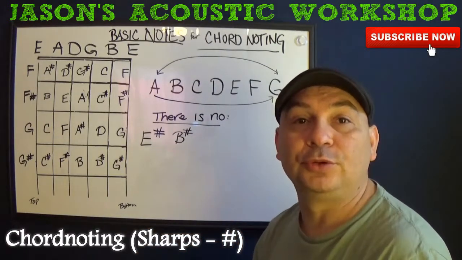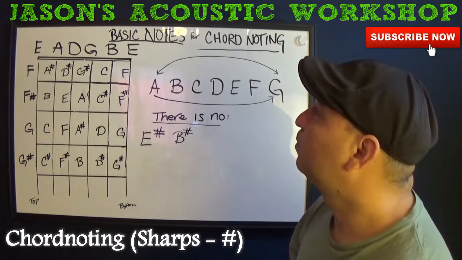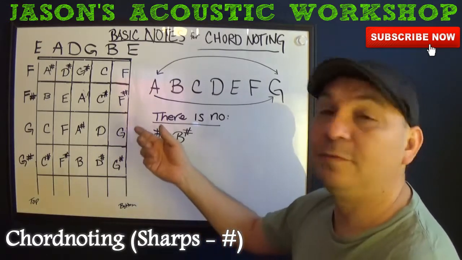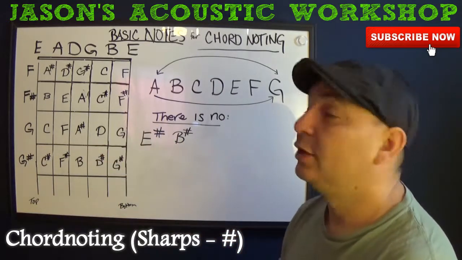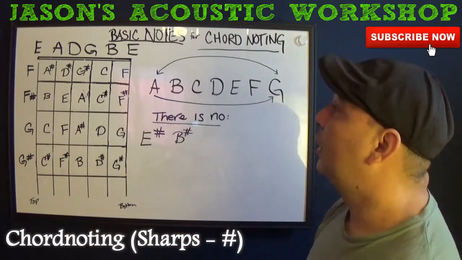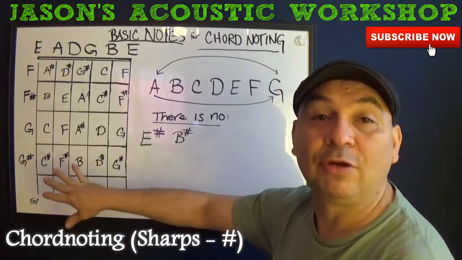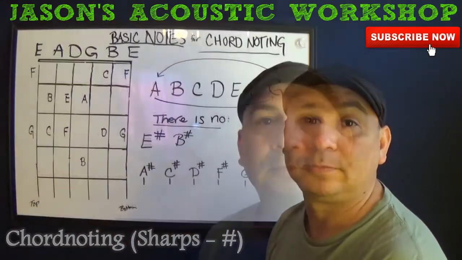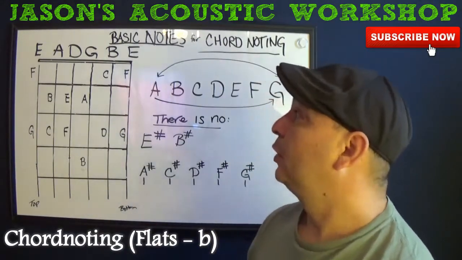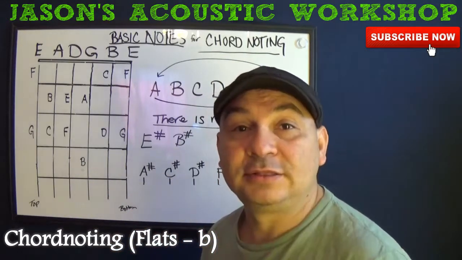Now we're also going to do the flats. Because you can either use sharps or flats, it really doesn't matter. A lot of people are more comfortable using sharps. They like to say A sharp instead of B flat, that kind of stuff. Okay? So let's do the diagram here with the flats. Alright, here we go with the flat notes. Sharp, just to let you know, sharp means you're going up, flat is down.